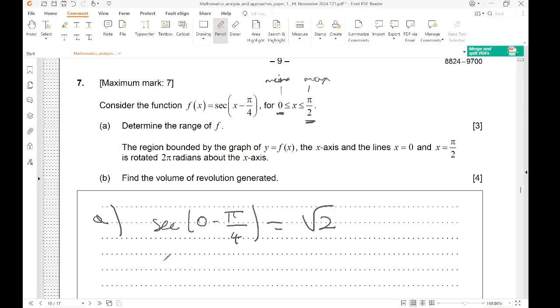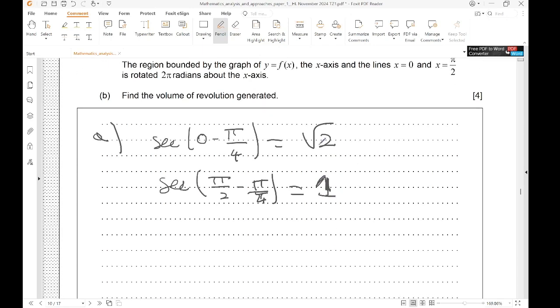Now if we plug in pi over 2, you should get secant of pi over 2 minus pi over 4. Pi over 2 minus pi over 4 is pi over 4. So initially what you're doing is secant of pi over 4, not negative pi over 4, pi over 4 only in this case. So once you do that, you should get a value of 1.